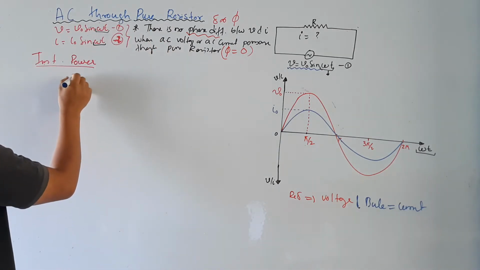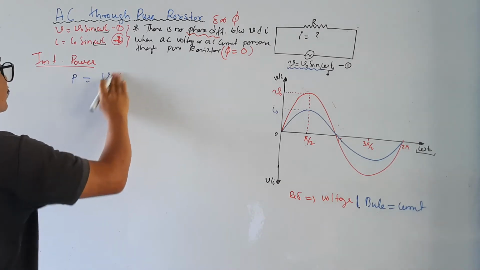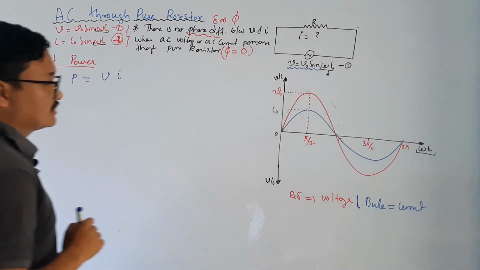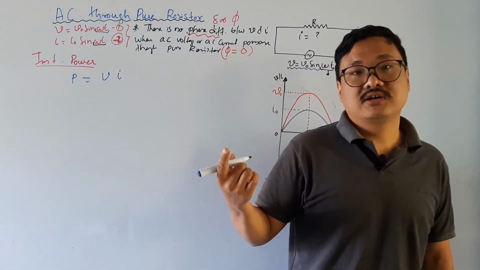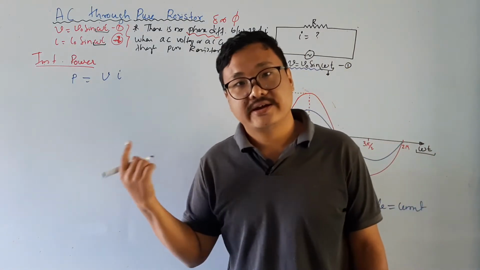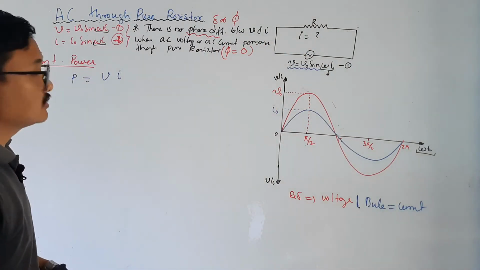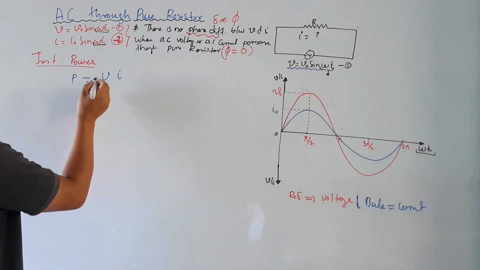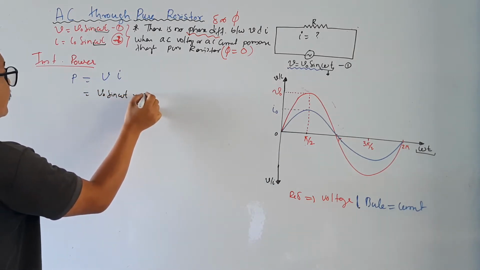The formula for power P is equal to V into I, or small v and small i, no problem. From class 10th, we have understood that power is equal to VI. There is one more formula for power, which is I squared R, and so on. So let us put in the values of V and I. What is the value of V? It is V0 sin omega t. What is the value of I?